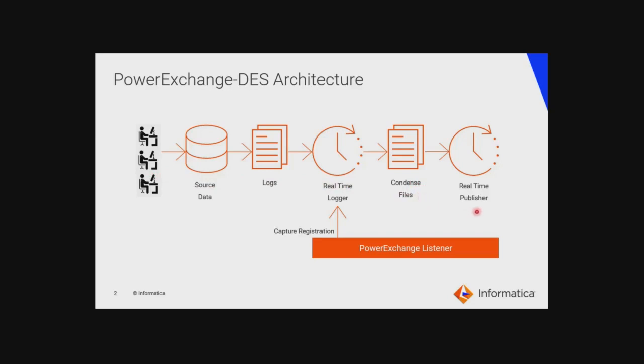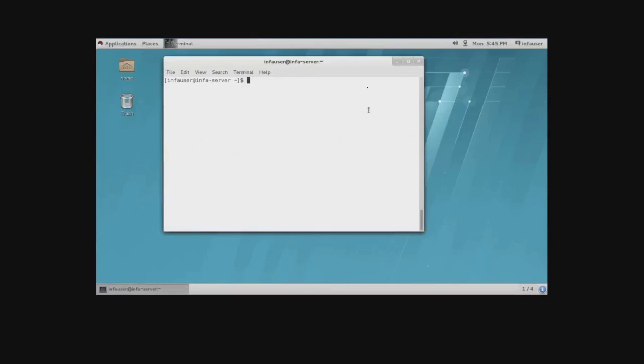Next, we'll add the real-time publisher that takes the data from the condensed files and publishes it to a message queue. Because of our time constraint, I don't want to spend too much time on configuration, but there's one property of the publisher that I'd like to show you. So let me go to the publisher directory.